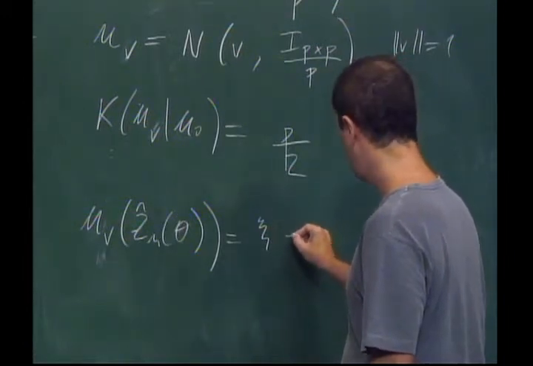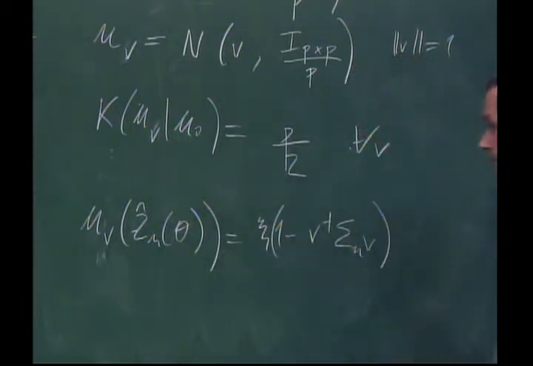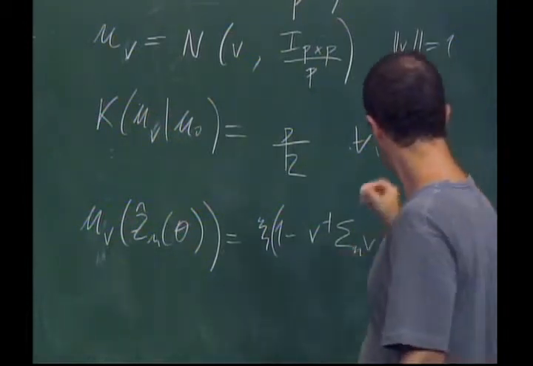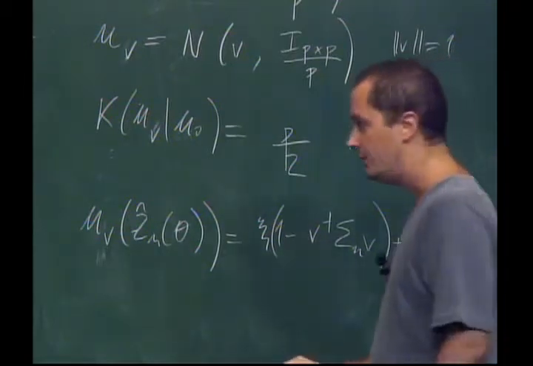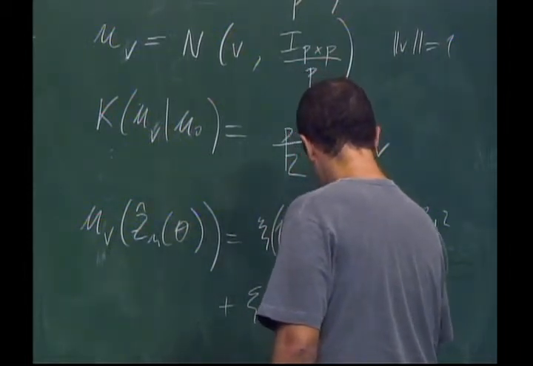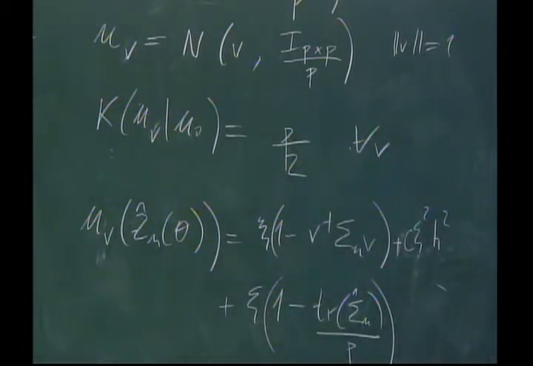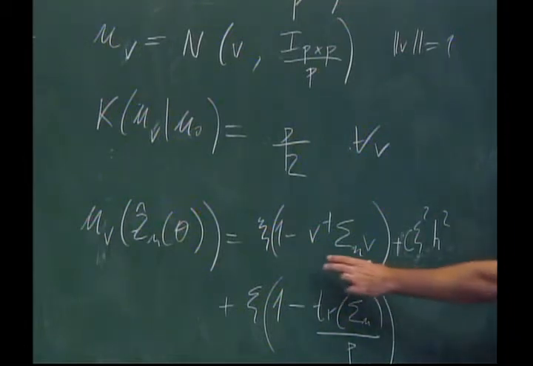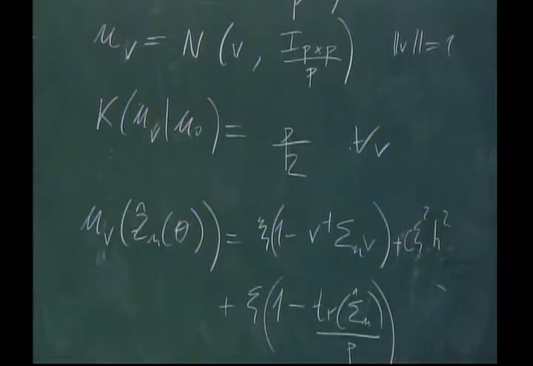You're going to get a minus V transpose sigma psi, 1 minus this, plus psi squared h squared over 2. And then you get a bunch of other terms where you maybe get twice this. I don't remember. I'm going to say you get some constant here, and you get something like plus psi times 1 minus trace sigma hat n divided by p. So it's actually nice. This is the kind of thing that you want to upper bound because you want a lower bound on this. You get some extra term which has to be there somehow.